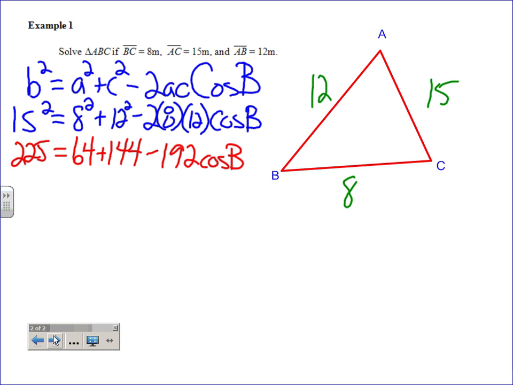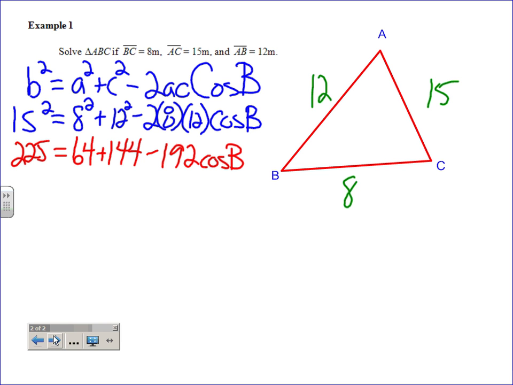Now, here's what some people do. They take the 64 plus the 144 minus the 192, and they say that's times cosine of B. And it's not. The only thing that's actually times cosine of B here is the negative 192. So let's just leave that there for now. Can we add the 64 and 144? Is that something that you can do algebraically without causing problems?